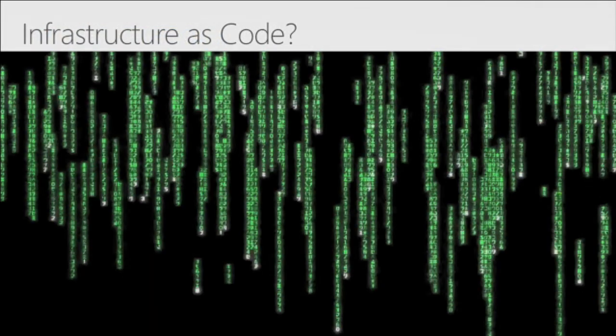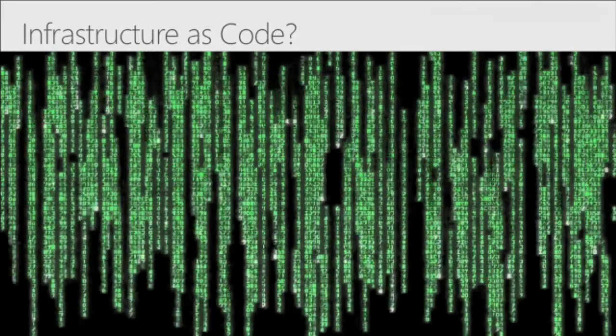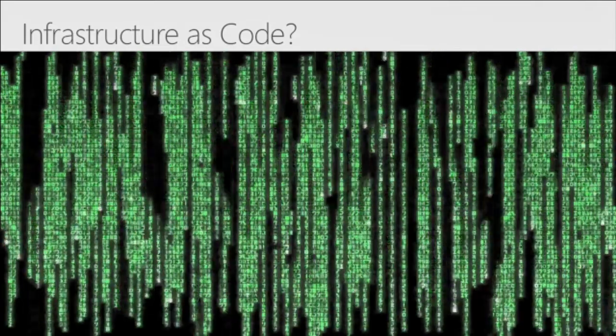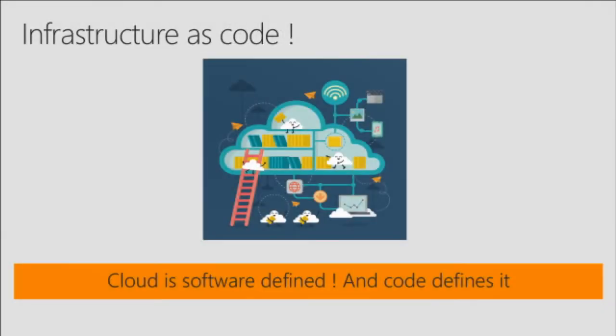So what is really infrastructure as code? Well, it's not the Matrix, but it gets close to it, right? The first thing we have to understand about infrastructure as code is that in cloud, everything is software defined, and to have anything software defined, you have to write code for it, right? So when you go to any cloud, be it your on-prem with a hybrid setup, or any public cloud, you're going to have to define the infrastructure that you need in some form of code.